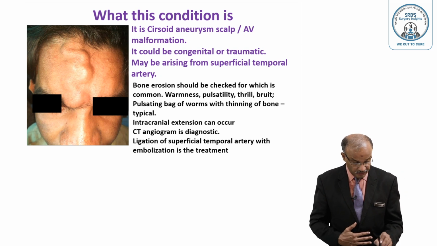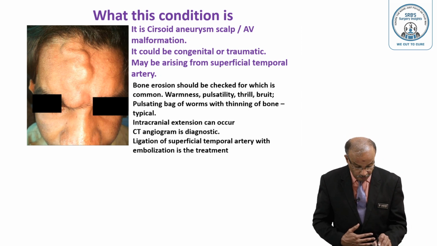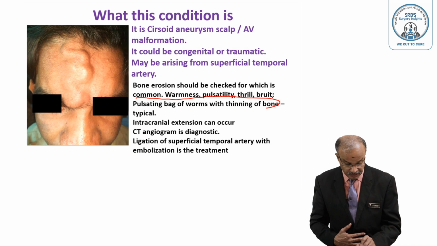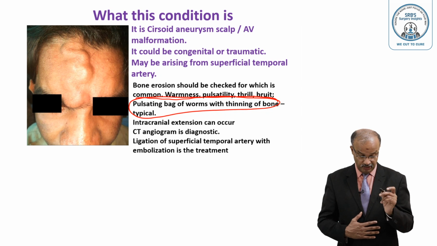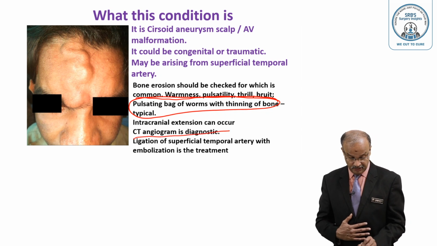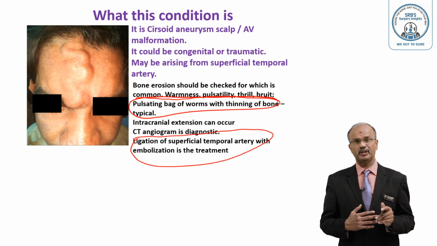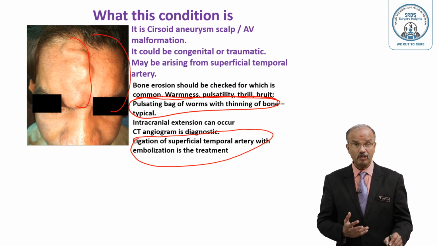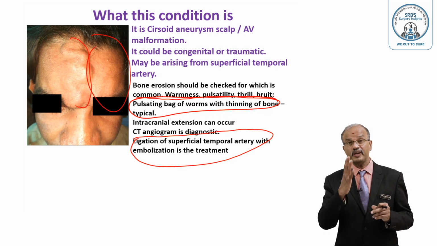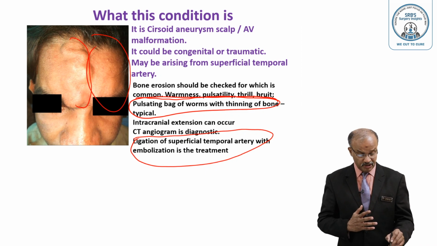Now the important thing is, pulsating bag of worms with thinning of the bone is typical. That's a very, very important point. For intracranial extension, a CT angiogram is done, and treatment is ligation of the superficial temporal artery with embolization. Sometimes this is a small one actually. Look at this, but sometimes the entire area will be involved. It is very, very distressing to the patient. That's why this condition is important.